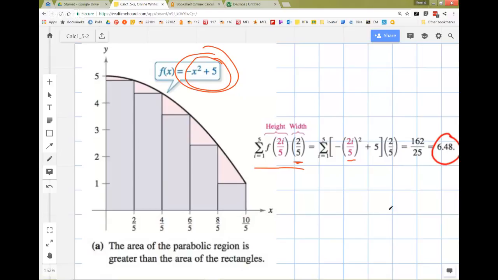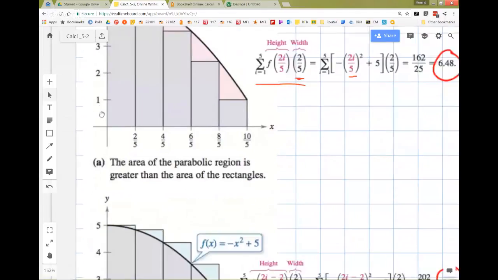And what do you think is going to be true of that answer compared to the parabola? It should be a little bit short, right? Because of that pink area we're not covering. So if you added up all the rectangle areas, you would not get the area. You'd be close.